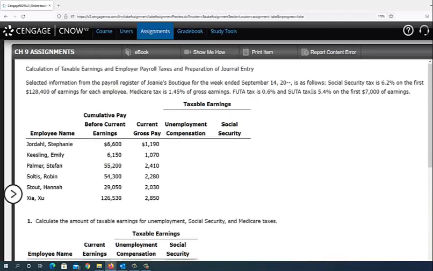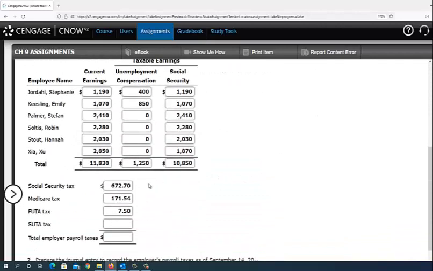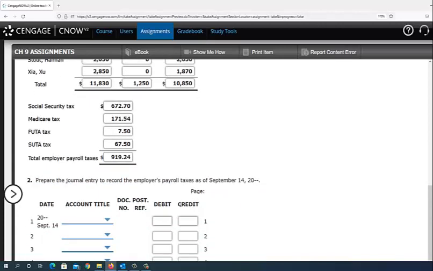Now the SUTA rate is going to vary by the state you're in, and in this case it's 5.4%. It's not necessarily always the same as the FUTA credit, but in this case it is. So the 5.4% times the $1,250 is $67.50. So now we'll add up our four taxes, and we'll get $919.24.